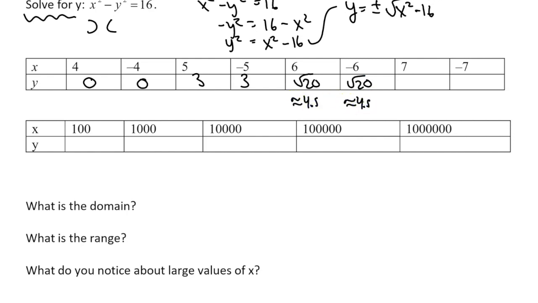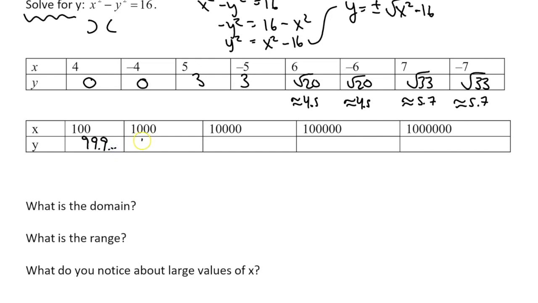And when I put in 7, I get root 33 and root 33. And that would be approximately 5.7. So we should start to notice that hopefully you're seeing that your y values are starting to get closer and closer to your x values. Well, if you start putting in large numbers like 100, your y value turns out to be 99.91 something or something like that.